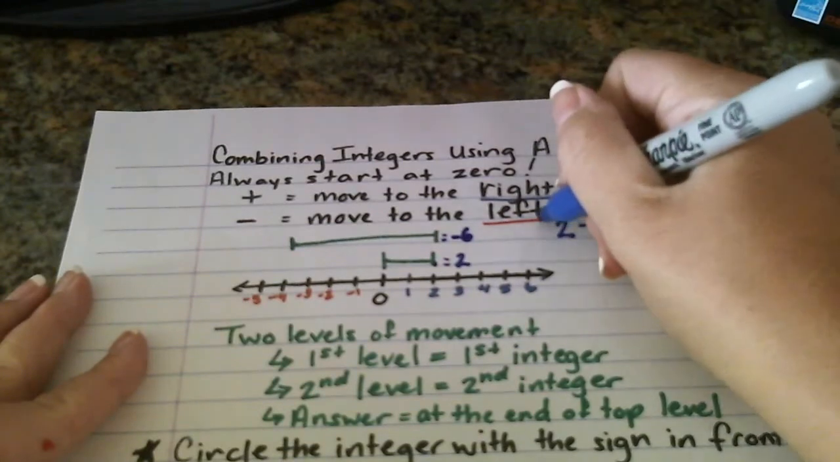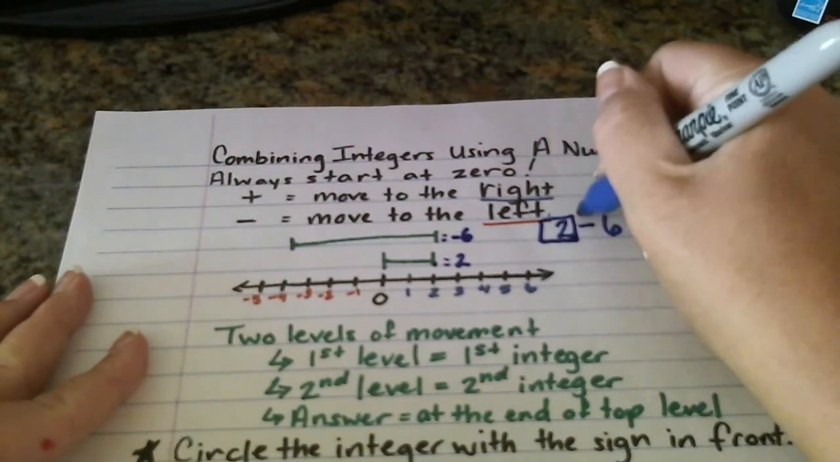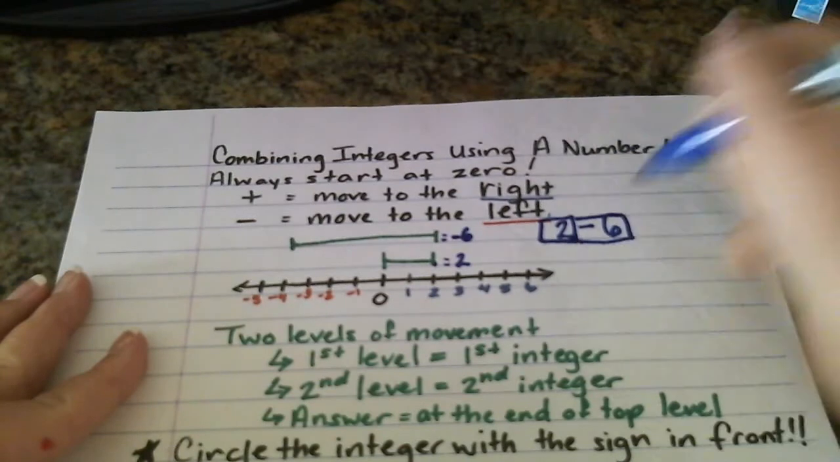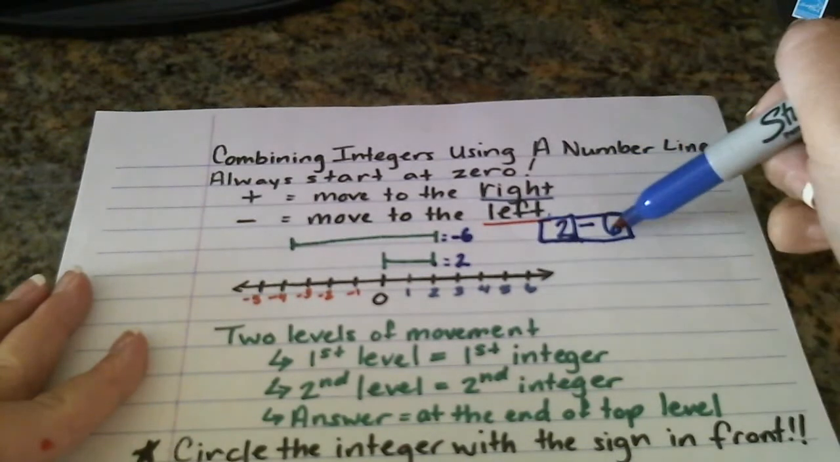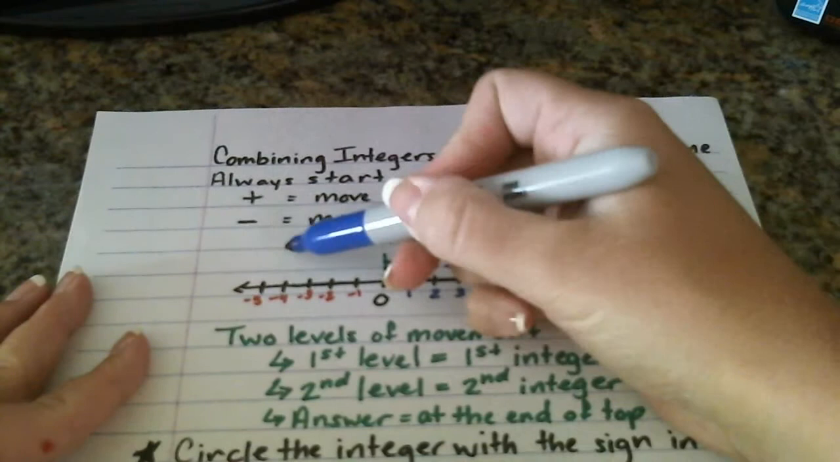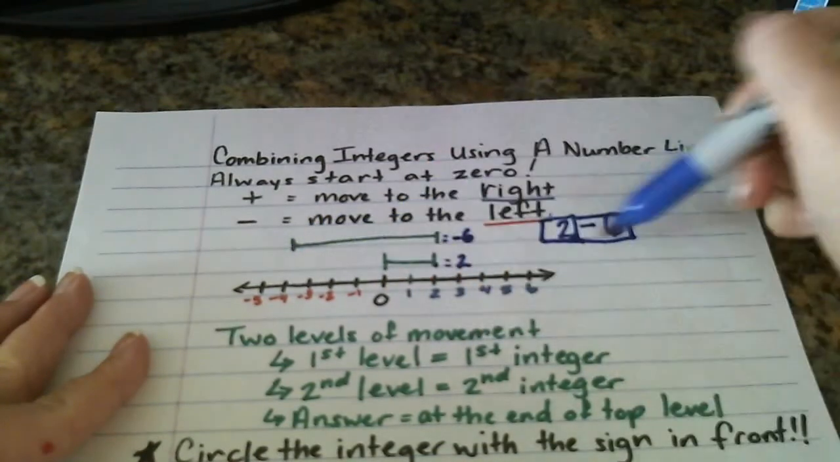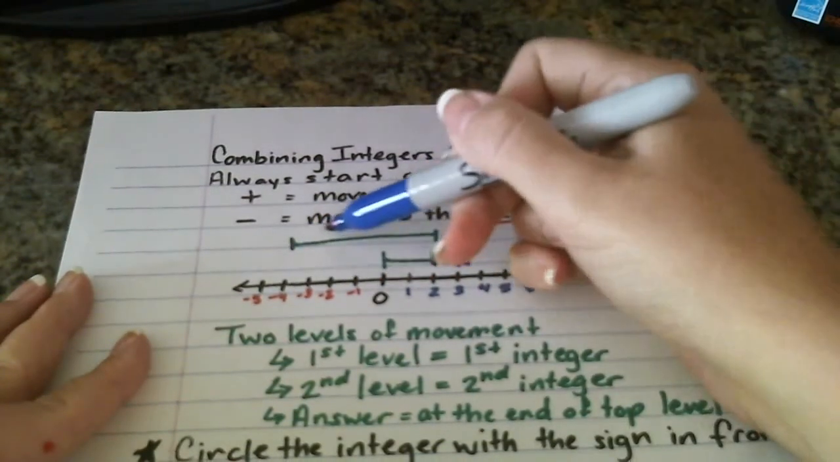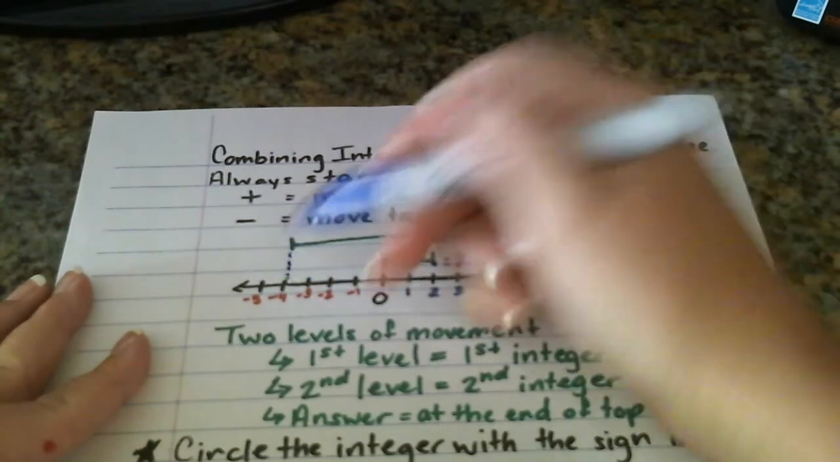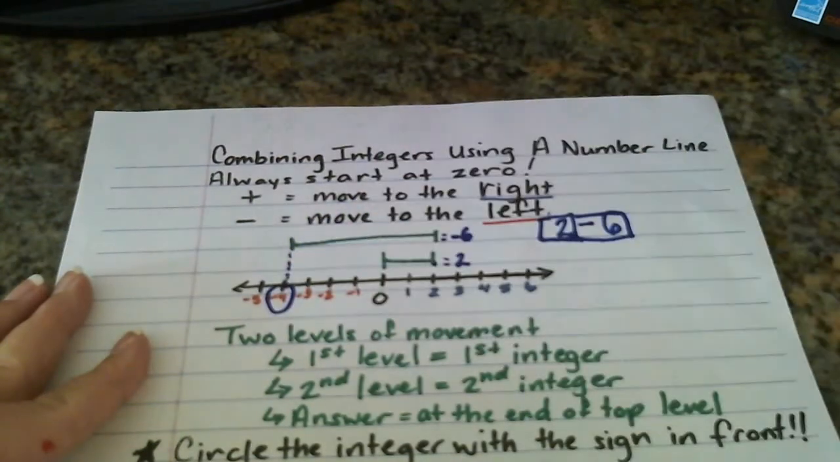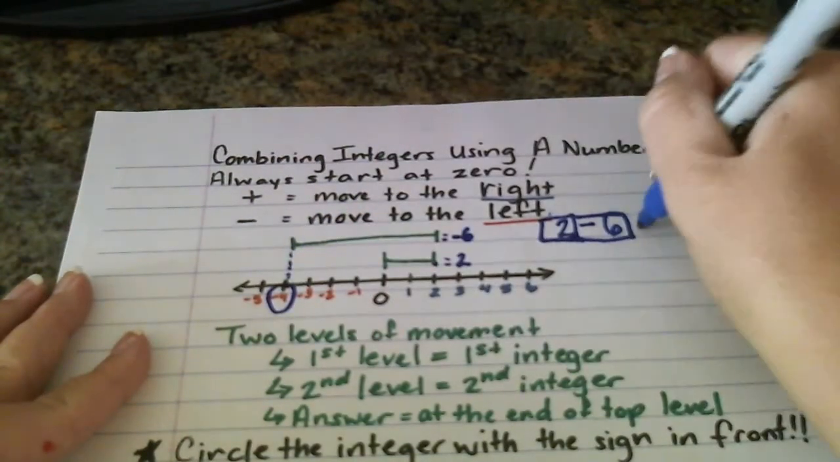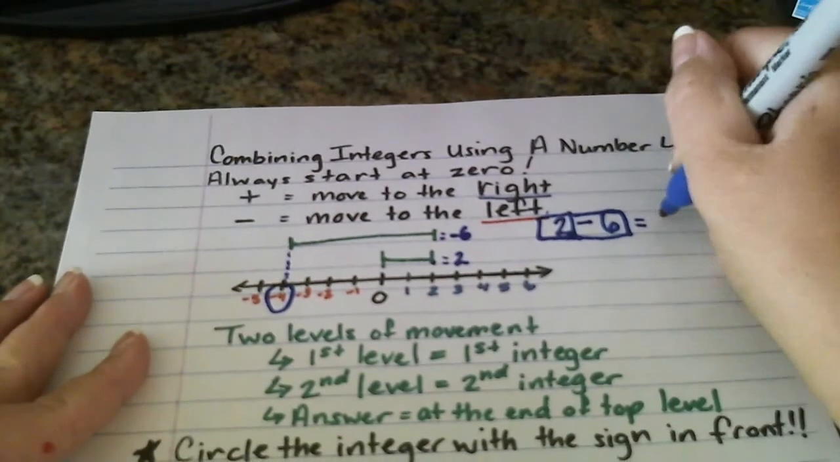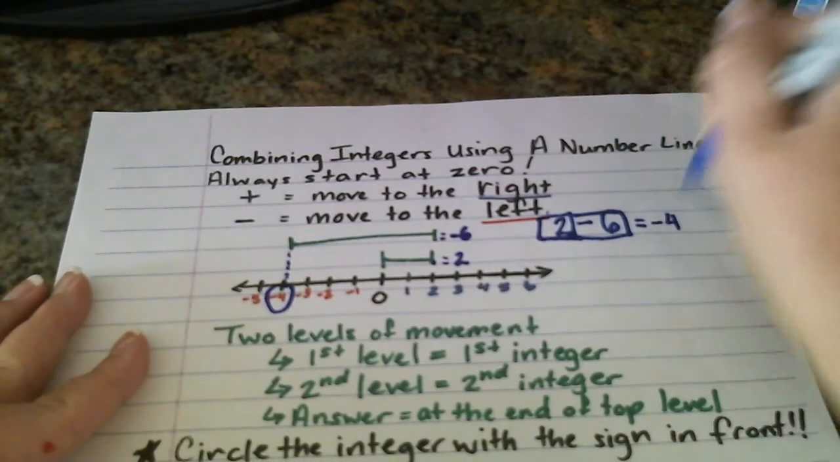Now if I box that number out with a sign in front of it, it shows that I did in fact put a positive 2 and a -6 together here. And again, the answer to my number sentence here is found at the very end of the second level. This second level here ended at a -4. So that must mean that a positive 2 combined with a -6 is a -4.